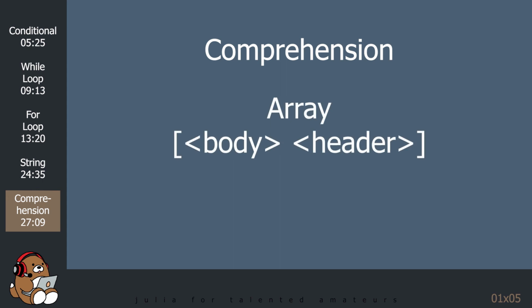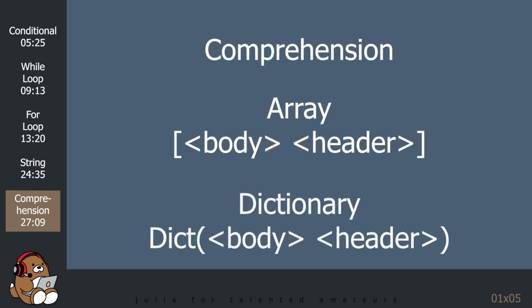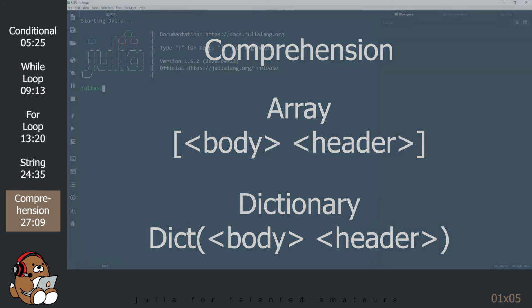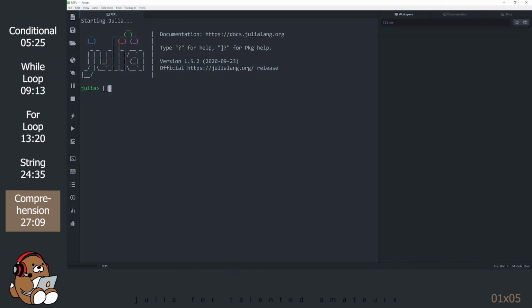For array comprehensions, the general format is to use square brackets like any other array. Within the array, enter the body of the loop first, and then enter the header of the loop immediately following it. For dictionary comprehensions, the general format is similar, but you use the Dict dictionary constructor rather than using the square brackets. Let's take a look at some examples.